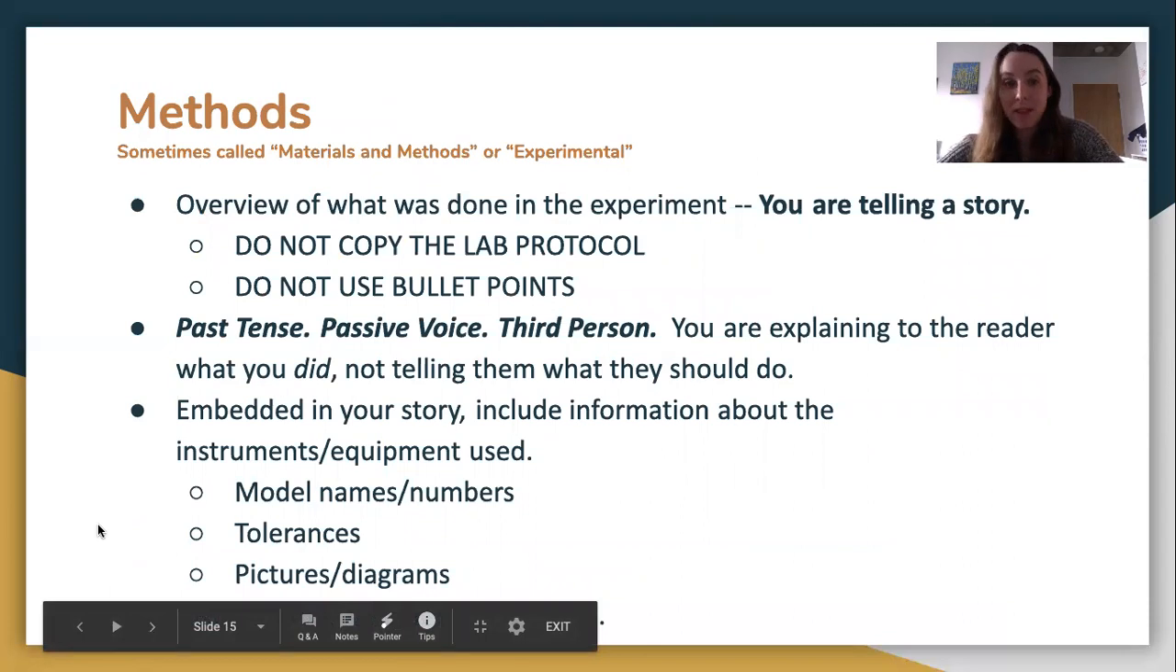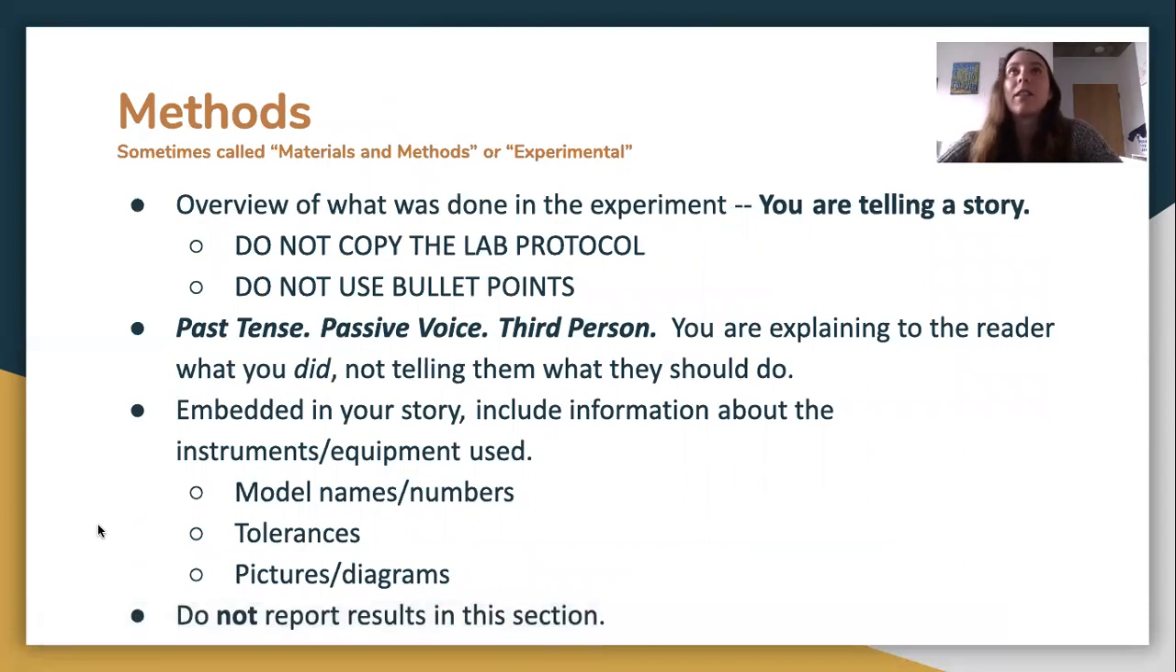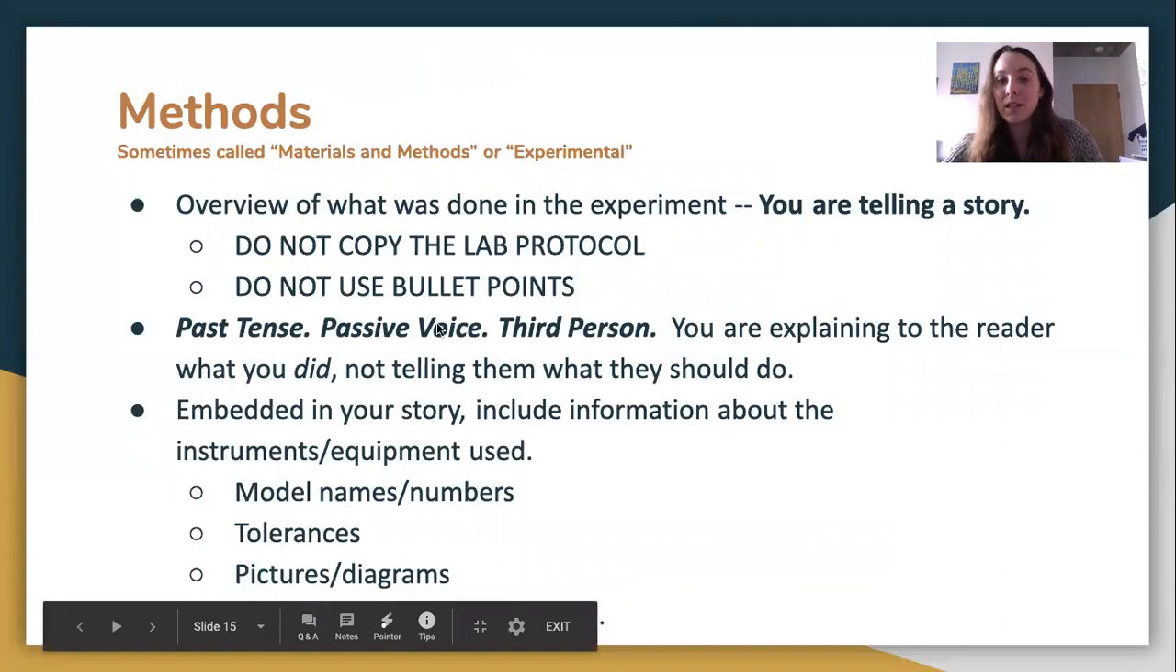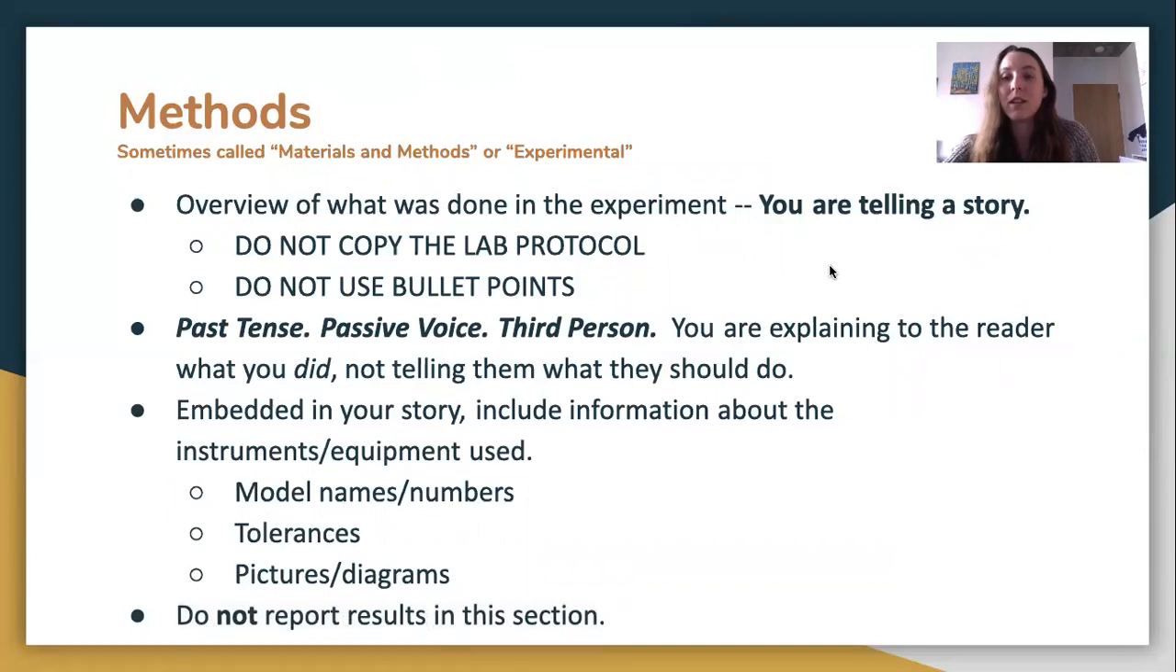Okay, next up is methods. In methods, you are telling the story of what you did in the experiment. Be an author here. You want to avoid copying the lab manual or lab protocol, and do not use bullet points. You're writing it out in paragraph format. You're telling the story of something you did in the past, so you need to write it in past tense. You also need to stick with what I said earlier, passive voice in third person. Even though it's something you did, you need to explain it in passive voice.